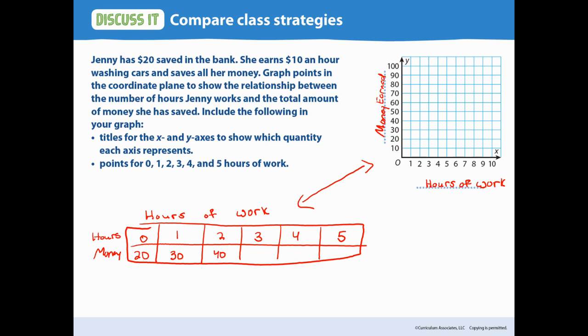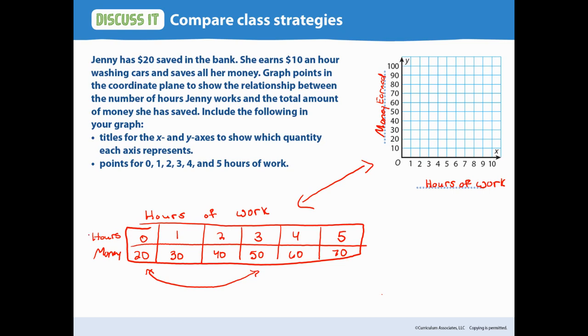All right, so hopefully you've got the chart filled out. You have coordinates plotted, and I'm going to do this a couple different ways. So again, remember where we started. Jenny had $20 to start. For every hour, she earned $10 more. So I'm going to continue on. If she worked 3 hours, that's $30 plus the original 20, which would be 50. 4 hours would be $60, and 5 hours would be $70 total that Jenny has. Remember, we are not looking at how much money she made. We are looking at how much money she has.